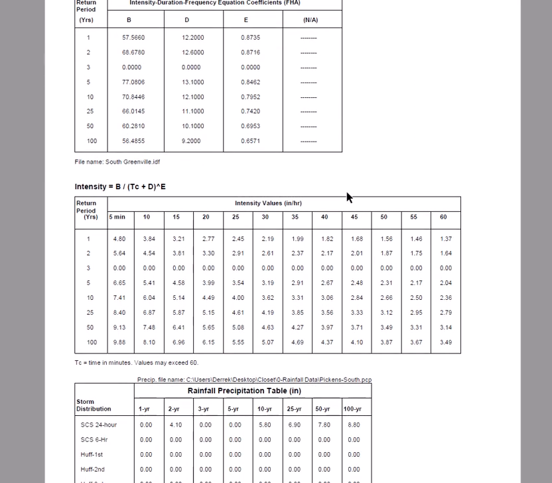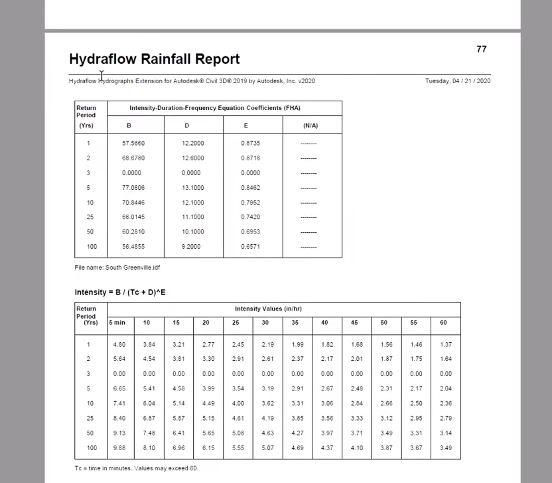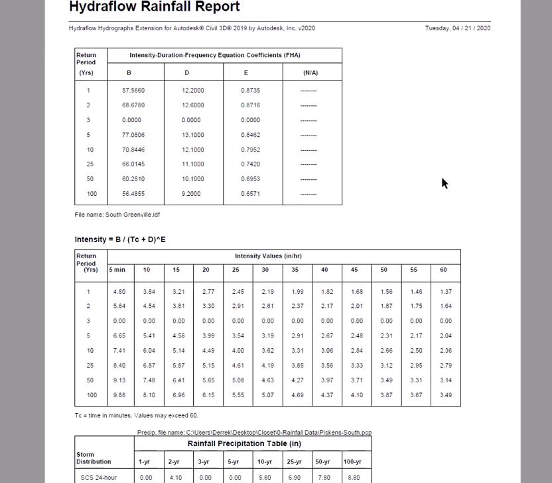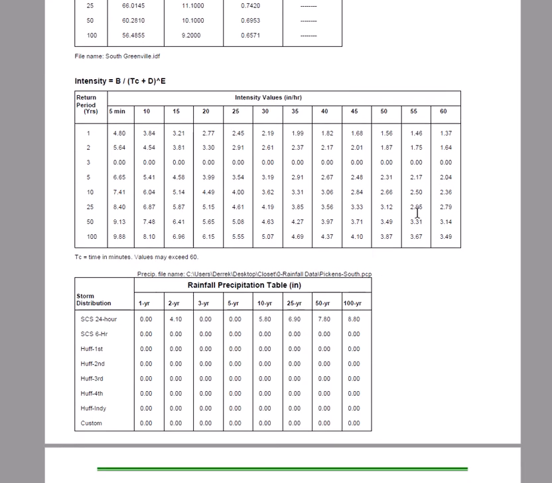The first thing you have to do is request a Hydroflow rainfall report if it's not already provided. As with all my hydraulic and hydrology videos, we'll be looking at Hydroflow. In the Hydroflow rainfall report, there'll be a section that shows the different rainfall depths, and you just need to make sure those are correct.